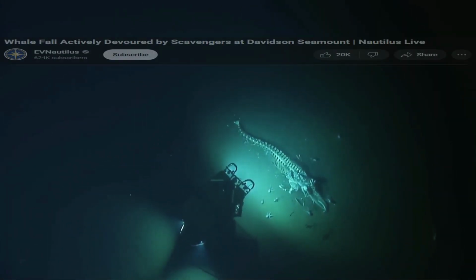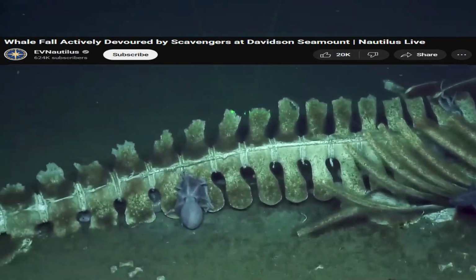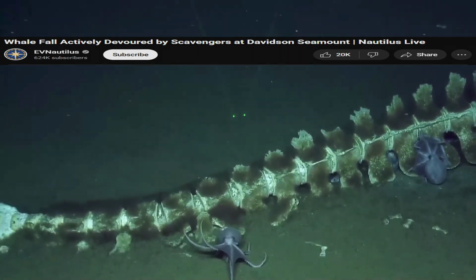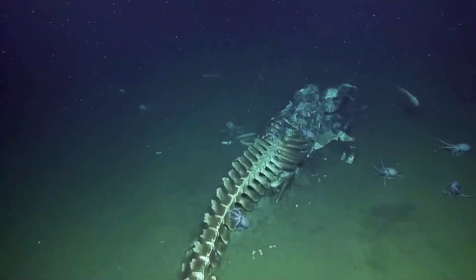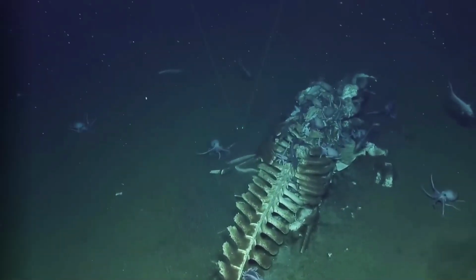However, how these ecosystems function is still not well understood, and due to economic challenges posed by deep-sea expeditions, only a small amount of natural whale carcasses have been studied in the deep sea.